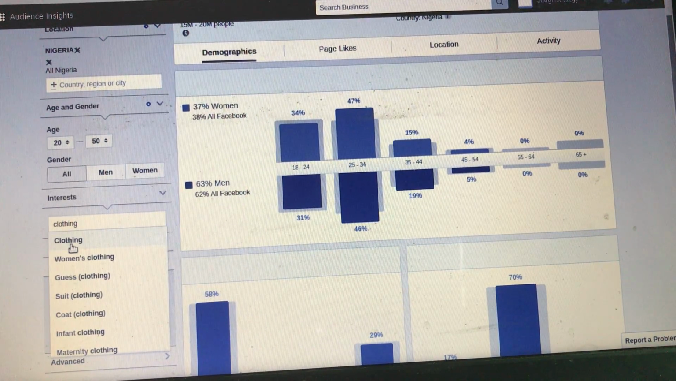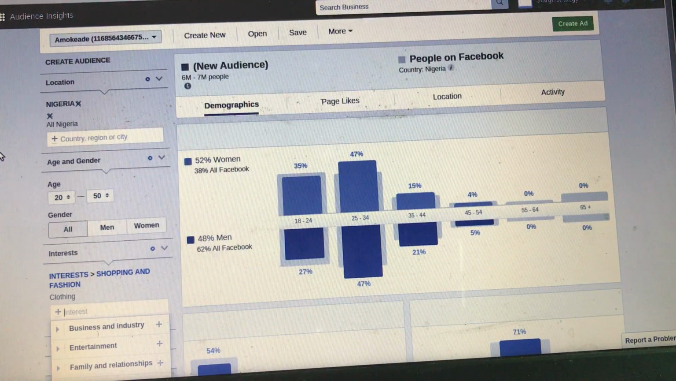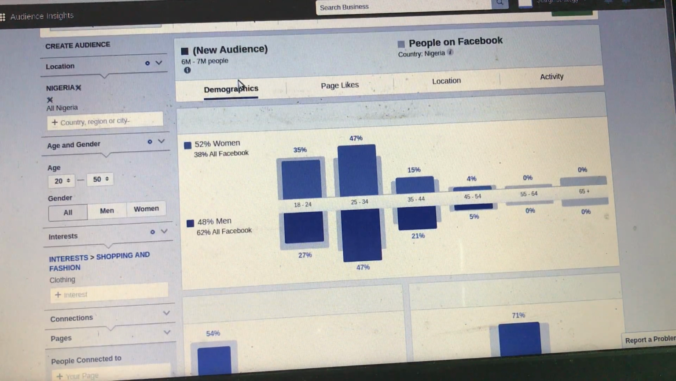So when you write clothing as their interest, then you get to see what that interest says about the audience on Facebook. And you get to see other things that they do. So let's say I've selected clothing now. So now my new audience is 6 million to 7 million people. That means 6 million to 7 million people are interested in clothing on Facebook.